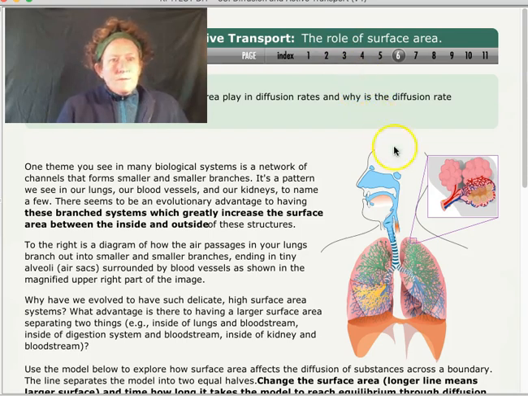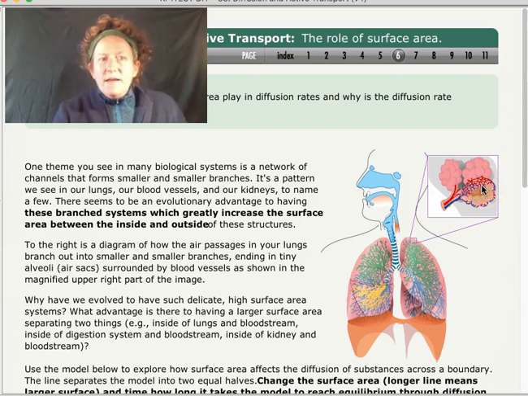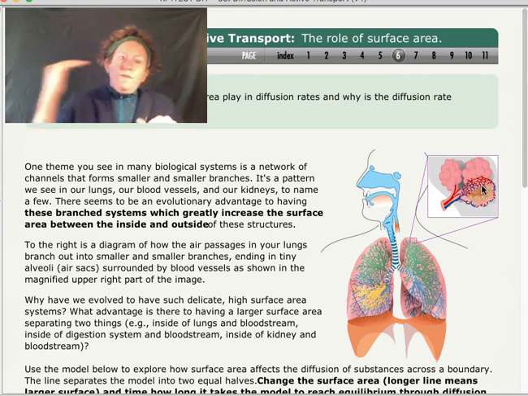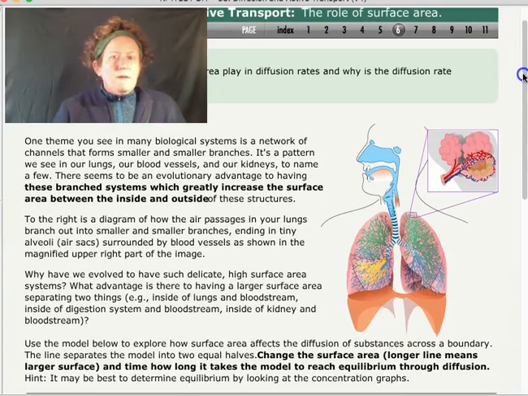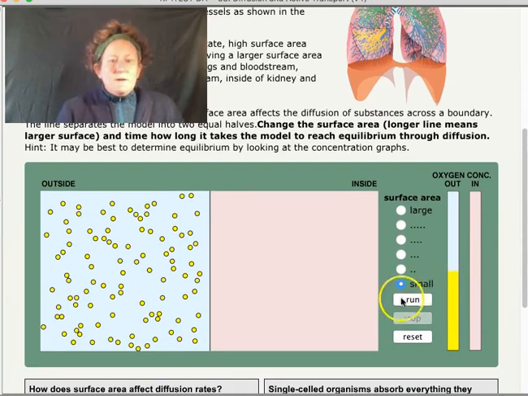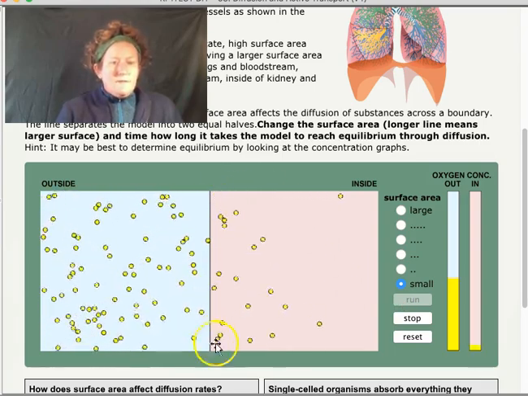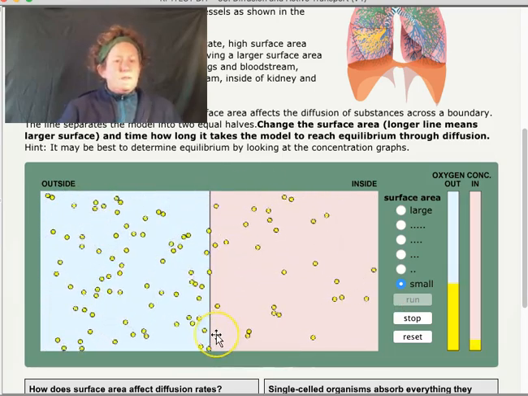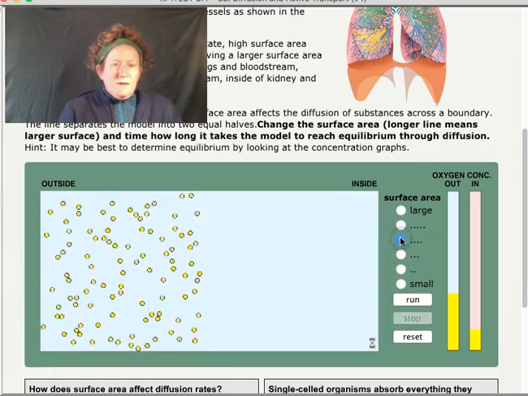Now we're going to talk a little bit about diffusion and the role of surface area. The reason you have all these little tiny sacs in your lungs called alveoli is to give your lungs more surface area so oxygen can diffuse across from the outside of your lungs to the inside, which is really great. You want all that surface area because that makes things happen faster. Let's look really quickly in a model when there's not a lot of surface area. Diffusion happens, but it doesn't happen very fast. Let's bump up the surface area a little bit.